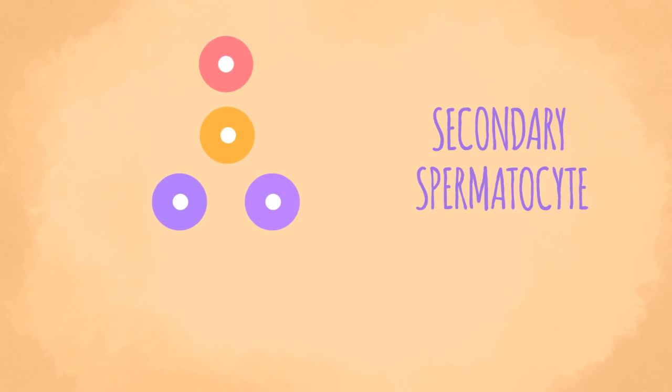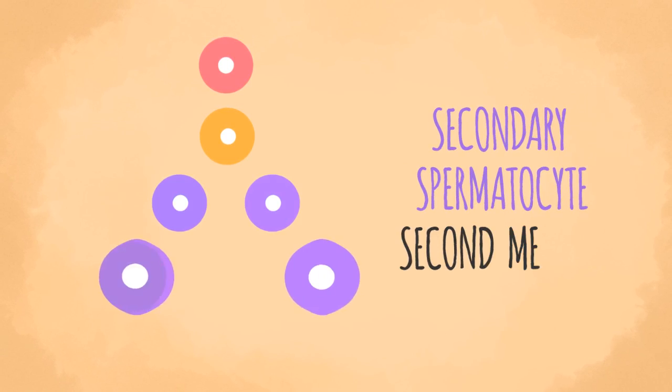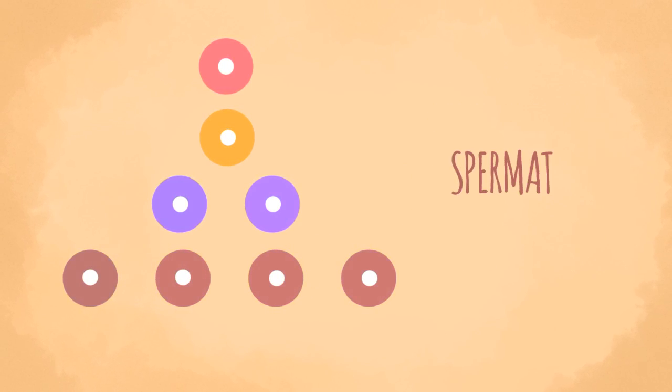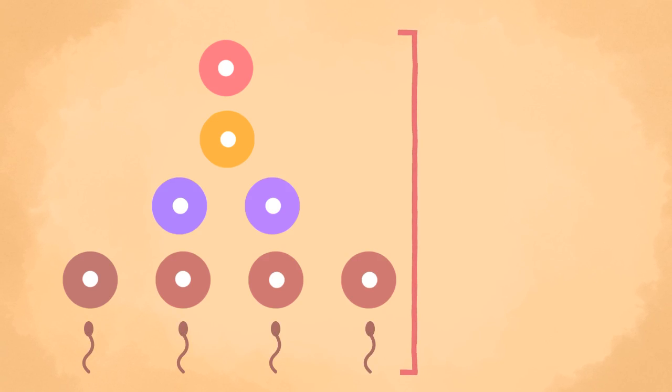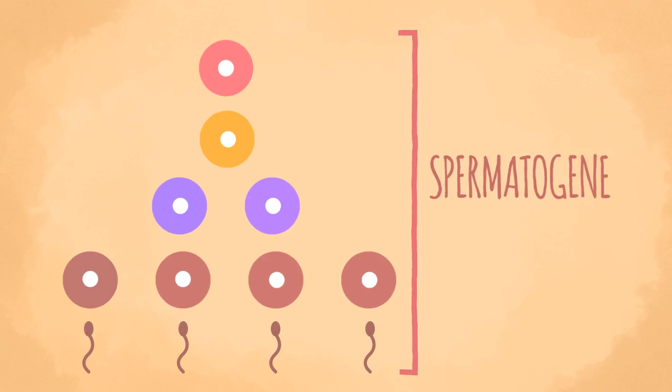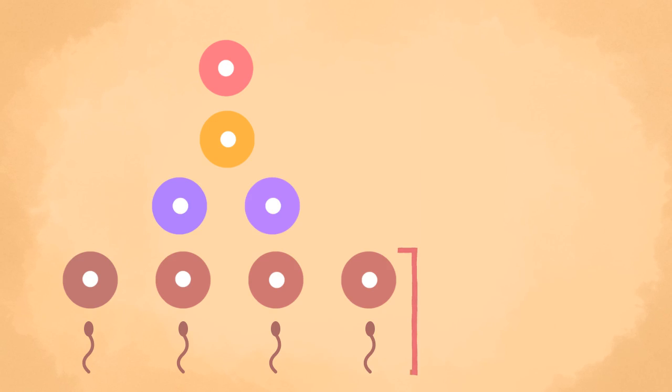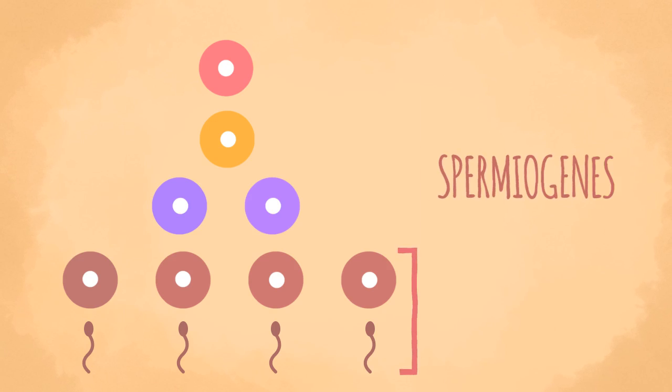The secondary spermatocytes undergo second meiotic division to form spermatids. These spermatids then transform into sperm. This entire process of formation of sperm from spermatogonium is called spermatogenesis, while the process by which a spermatid becomes a spermatozoa is called spermiogenesis.